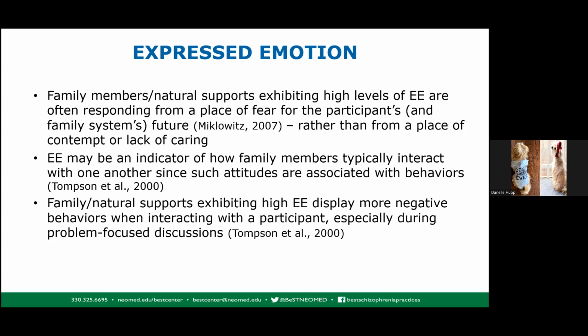Expressed emotion might be an indicator of how family members interact with one another because attitudes are associated with behaviors. And so, if people have these sort of critical thoughts or frustrations with a member of the family, this in turn is how behaviors are expressed or responded to. And so, family members that are exhibiting high expressed emotion also display more negative behaviors when interacting with the participant, especially during problem focused discussions. And I think that's an important piece to highlight, and we'll talk about why.